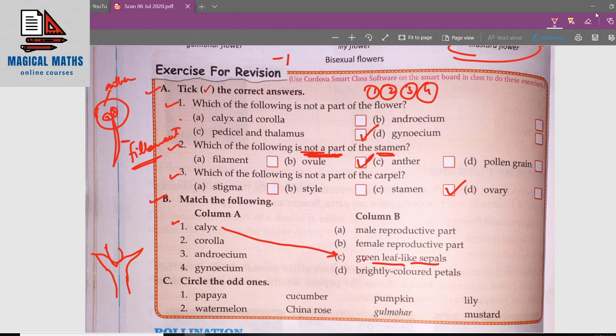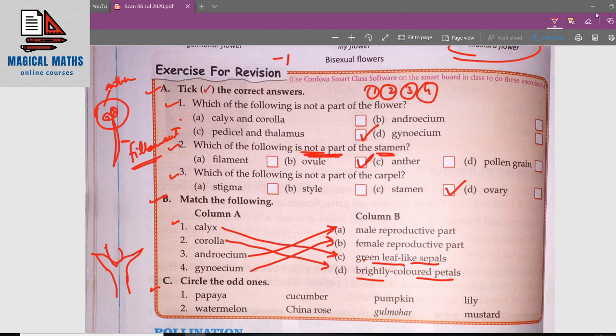Now corolla. I have told you corolla are the petals, beautiful and colored, with different kinds of scent. So corolla are the beautiful colorful petals of a flower. So you just match 2 to D, because corolla are the brightly colored petals. Androsium is the male reproductive part, and gynosium is the female reproductive part.